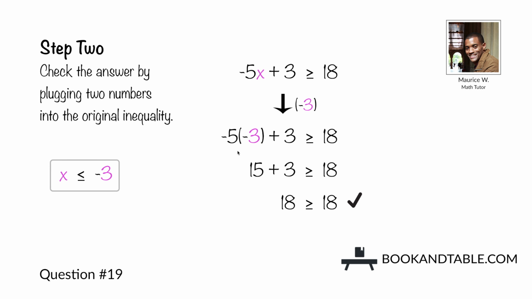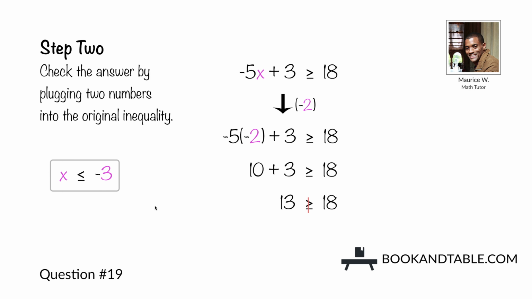When we plug in -3 for x, we get -5 times -3, which is 15. 15 plus 3 is 18, leaving a true statement. 18 is greater than or equal to 18. We then plug in a number that should not work, -2. -5 times -2 is +10. 10 plus 3 is 13, leaving us with a false statement. 13 is greater than or equal to 18.